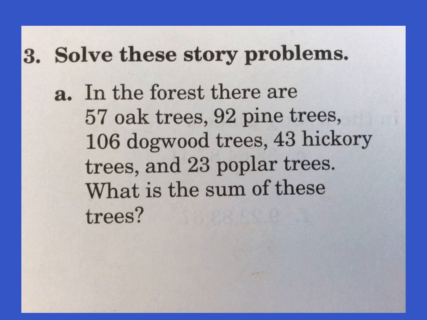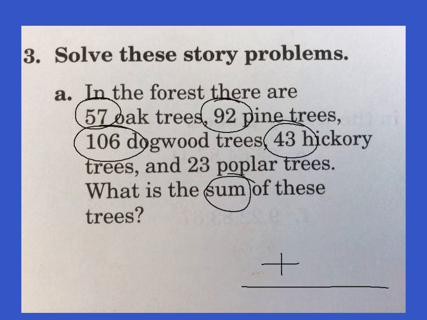Okay, let's look at the story problem. It says, in the forest there are 57 oak trees, 92 pine trees, 106 dogwood trees, 43 hickory trees, and 23 poplar trees. What is the sum of these trees? Remember, the sum means to add them up. So you need to add 57, 92, 106, 43, and 23. And when you add all those up, that will be the answer.